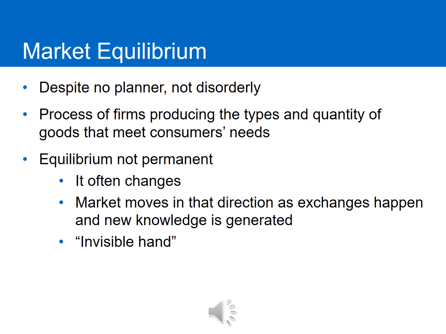Once a market reaches equilibrium, it often changes. As exchanges happen, new knowledge is generated or new products are created and brought to markets. Equilibrium often changes. The market continually moves in that direction, but there's constantly new knowledge being discovered that moves it out of equilibrium.